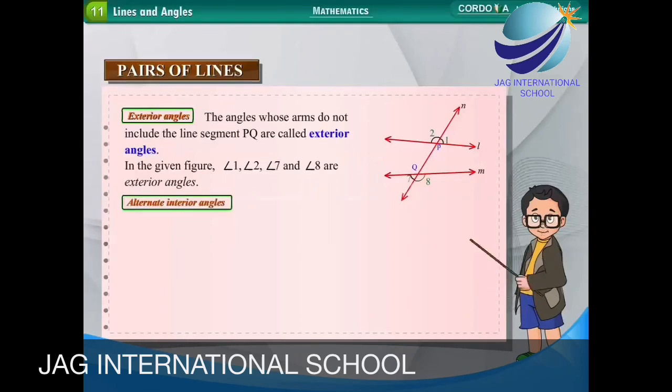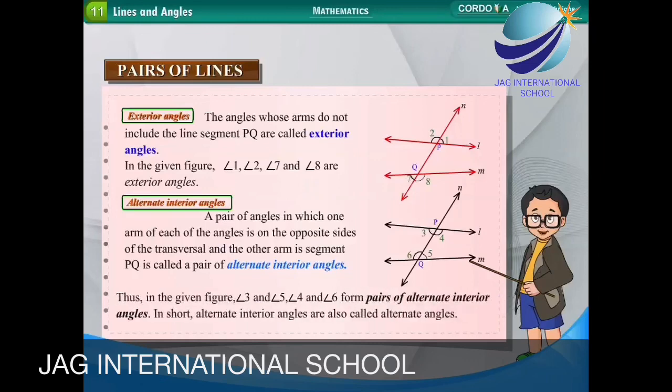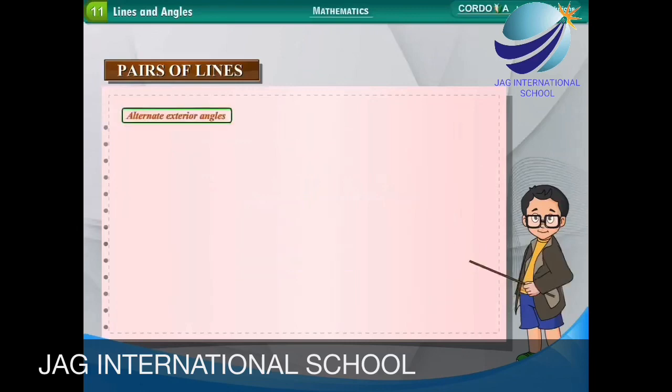Alternate interior angles. A pair of angles in which one arm of each of the angles is on the opposite sides of the transversal and the other arm is segment PQ is called a pair of alternate interior angles. Thus, in the given figure, angle 3 and angle 5, angle 4 and angle 6 form pairs of alternate interior angles. In short, alternate interior angles are also called alternate angles.